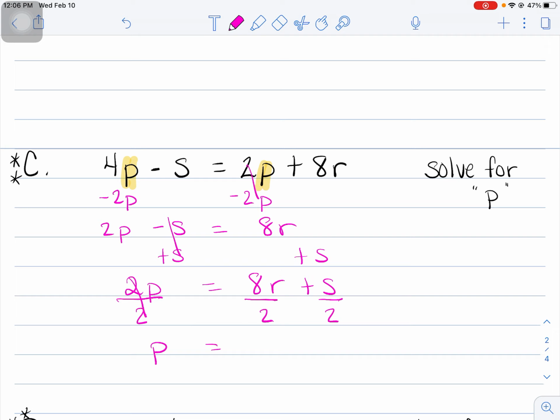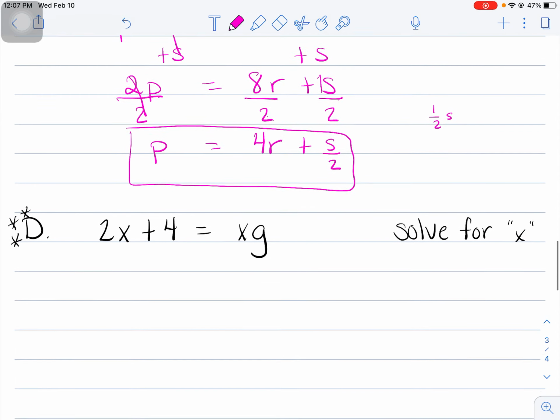So P equals, well, 8 divided by 2, so if I split 8R in half, I have 4R. And S, remember there's just a 1 there, so I can write that as plus S over 2, S divided by 2, or I could write it as 1/2 S. That would be the same thing.